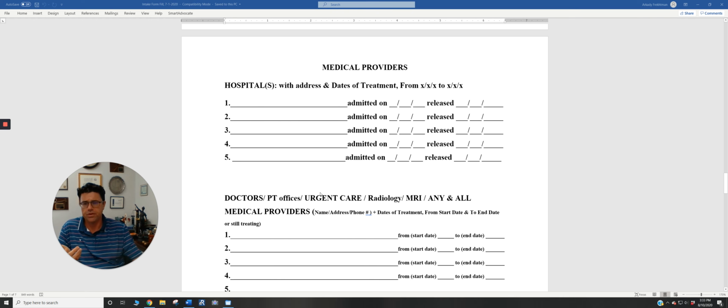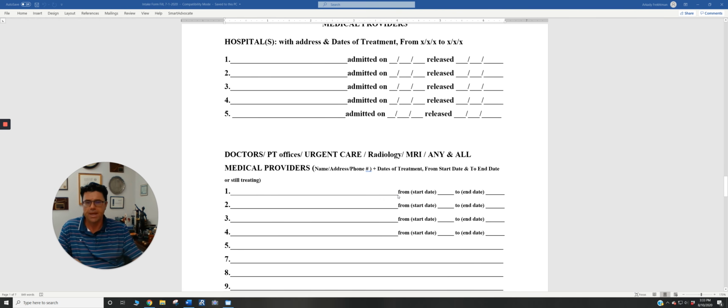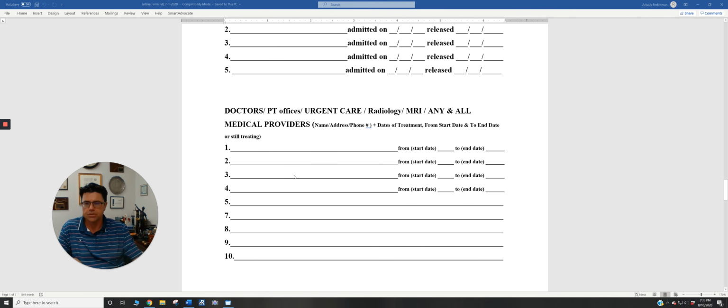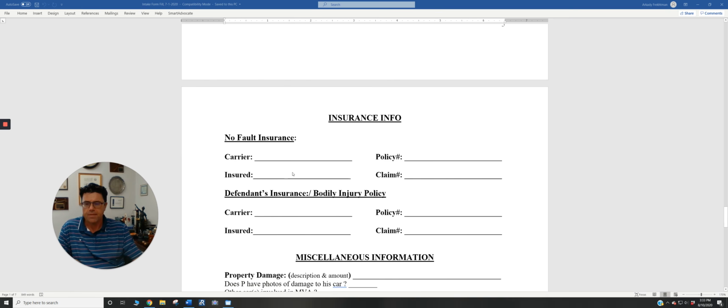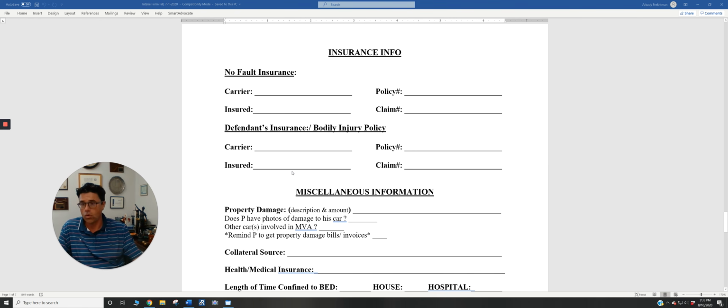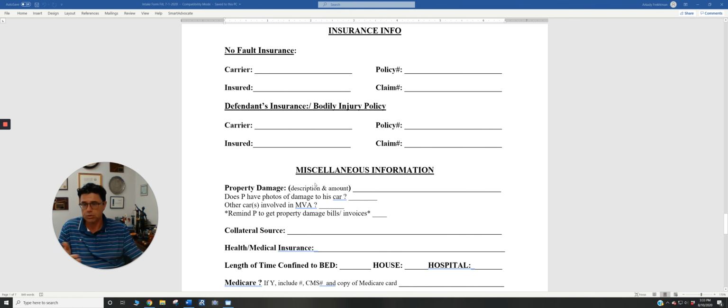And then your physical therapy office and all your diagnostic testing, like your MRIs, your x-rays, CAT scans. And so we have a list of that. And then we get the insurance information, no fault being the car that you're sitting in, the defendant's car, and then the property damage. We like to get photos of the damage to the car and know how much it costs to repair the car.